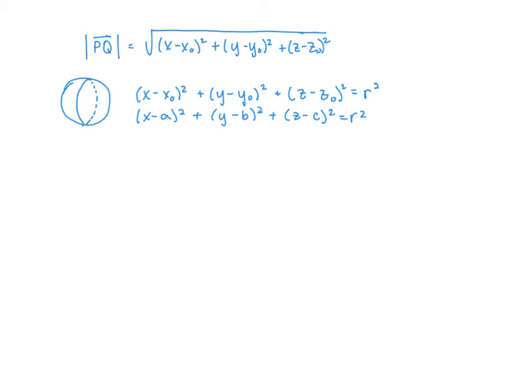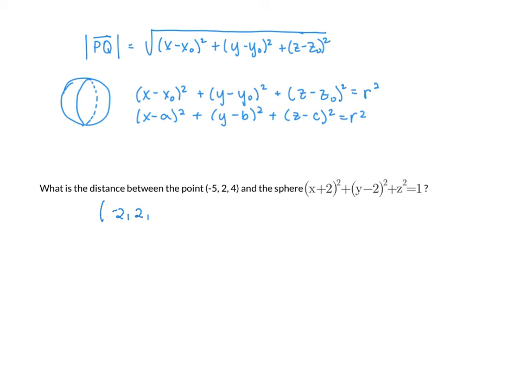So this first problem says, what is the distance between the point -5, 2, 4 and the sphere with the equation x plus 2 squared plus y minus 2 squared plus z squared equals 1? Okay, so really, if we want to find the distance between the point and the sphere, what we're going to do is look at the center of this, and then do the distance formula with that. So the center of this particular sphere would be -2, 2, and 0. This would be our center.